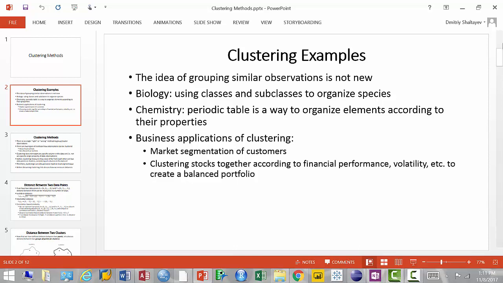Chemistry, periodic table. How many of you took chemistry before? In university or at school? Okay, you obviously studied the periodic table, right? What's the deal with the periodic table? Why was it such a breakthrough in the 19th century? What's so cool about the periodic table? It organizes elements according to their properties, right?